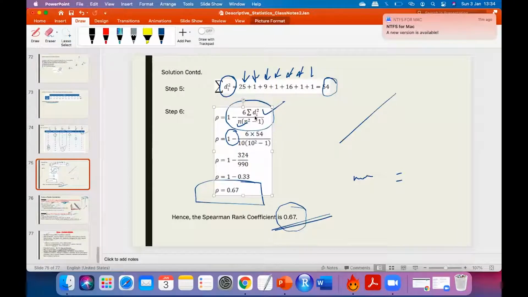If you're multiplying by 6, obviously, if you don't subtract from 1, your value is going to be increased, right? And that is how statisticians have come up with this formula, that I have to decrease.